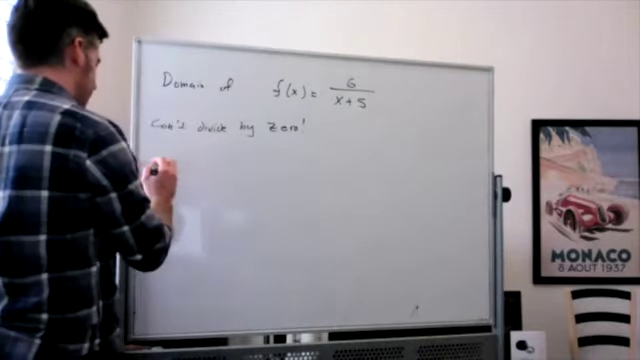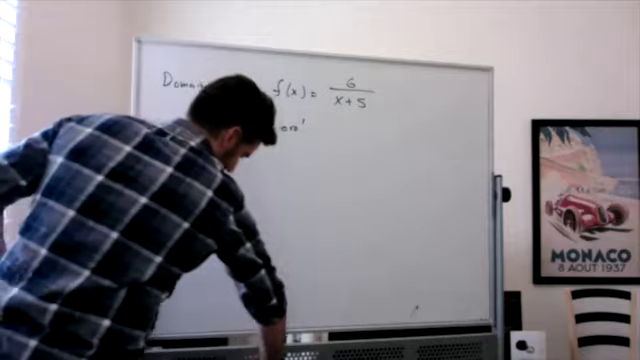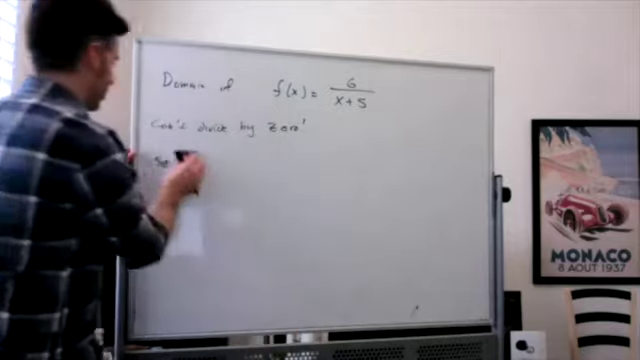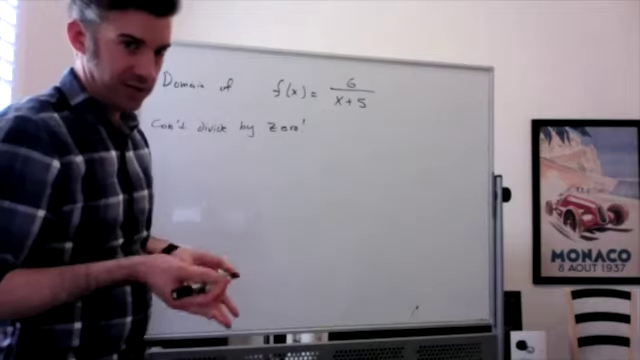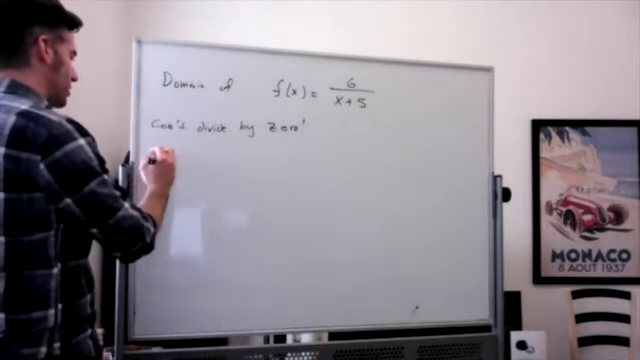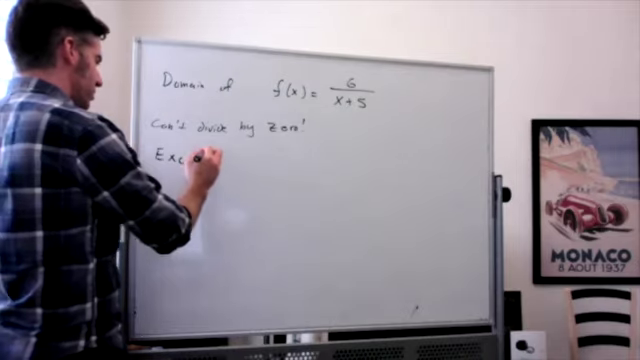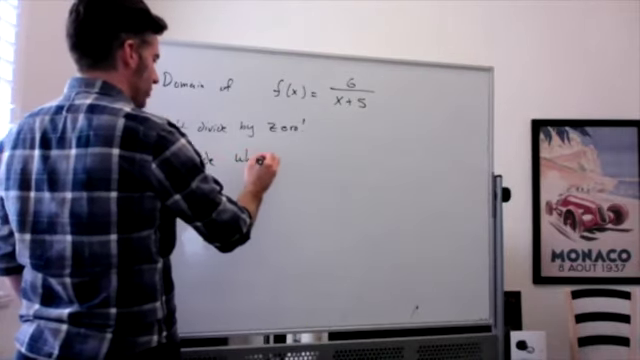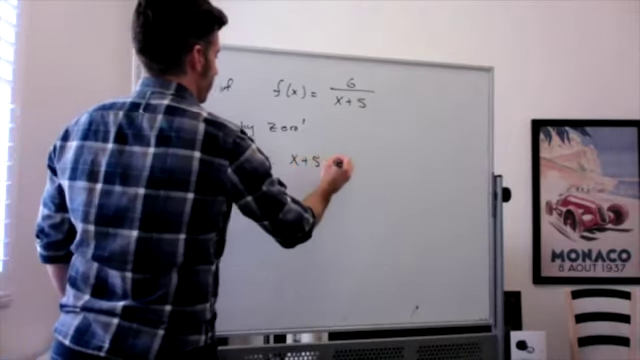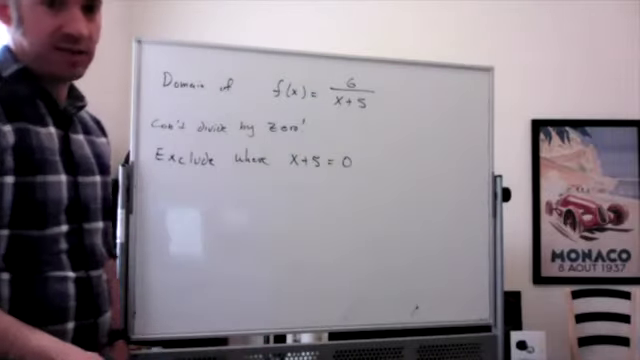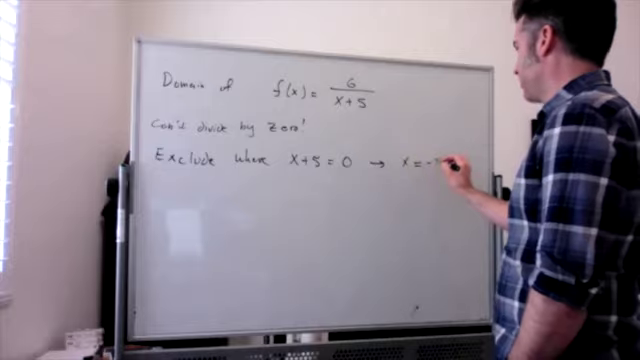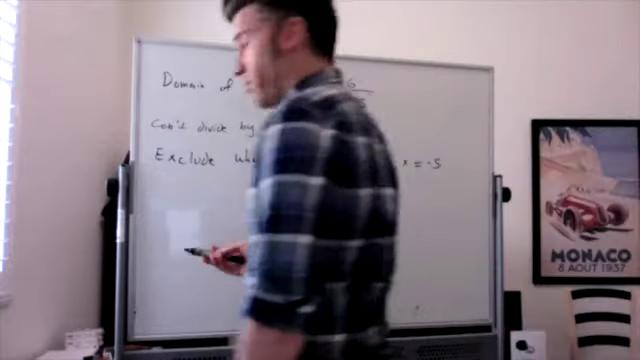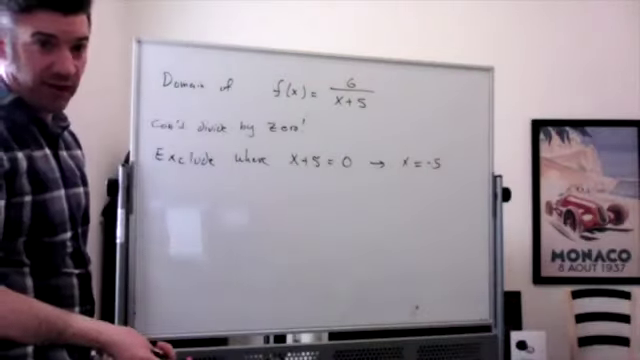So what we're going to do, actually, I usually say it this way. I find it annoying to have to write x plus 5 is not equal to 0. I like to say we're going to exclude where the denominator is equal to 0. In this case, it's where x is equal to -5. So the domain here is going to be everything except for -5.